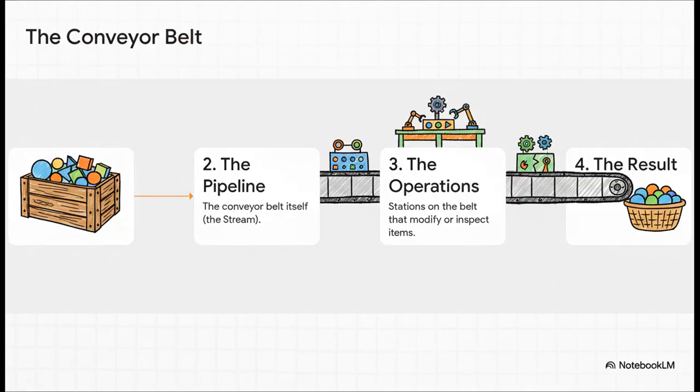So here's how our factory works. First, you've got the source. That's your original list. Think of it like a big crate of parts. When you create a stream, you're basically dumping that whole crate onto the conveyor belt. As your items travel down the belt, they go through different operations. These are like workstations that can check an item, change it, or even toss it out. And at the very end, you have your result, where all the finished products are collected.